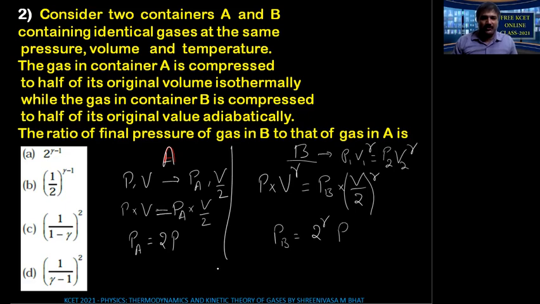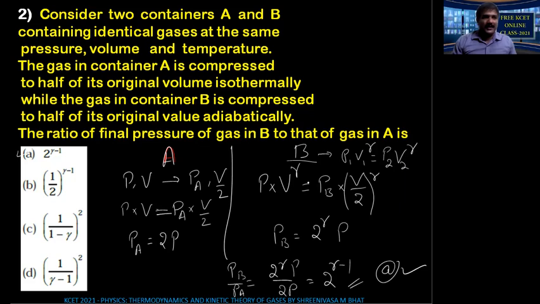Finally we need the ratio. What is the ratio? Ratio of final pressure B to that of A. So PB divided by PA. That is 2 power gamma P upon 2P. So that is equal to 2 power gamma minus 1. So the answer is option number A. Option A is the right answer for this question.